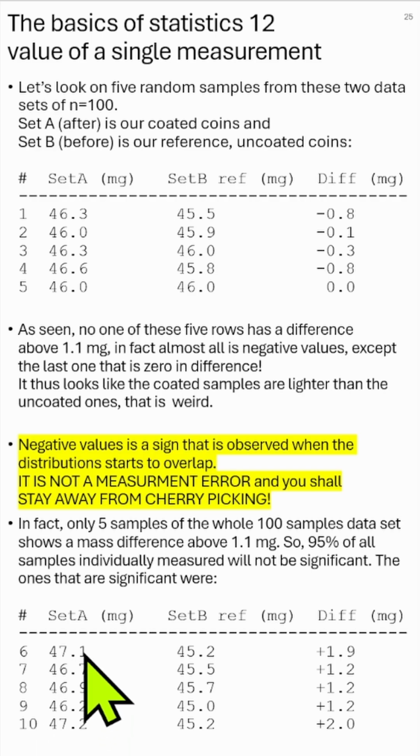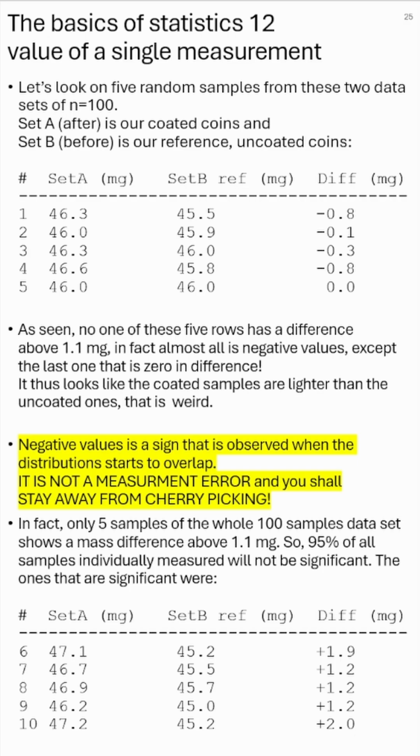So here we see the 5 coins that actually become significant if we do the subtraction. And the differences in mass, the coating weight that is, will be 1.9 milligram, 1.2 milligram, 1.2 milligram, 1.2 milligram, and the last one 2 milligram.